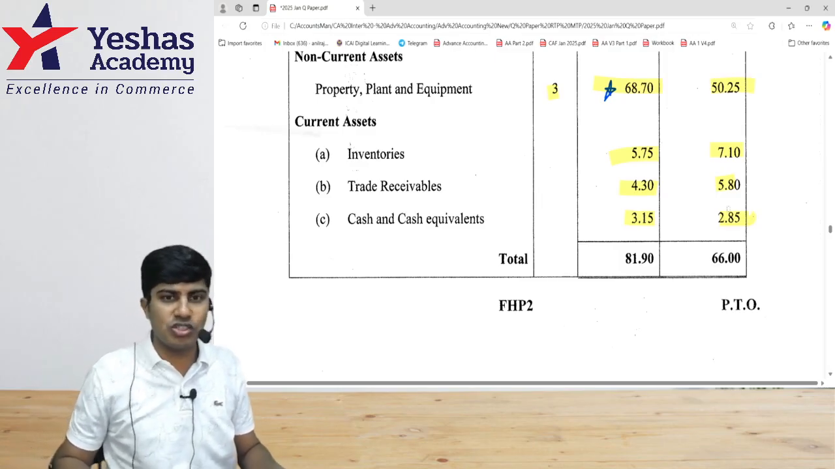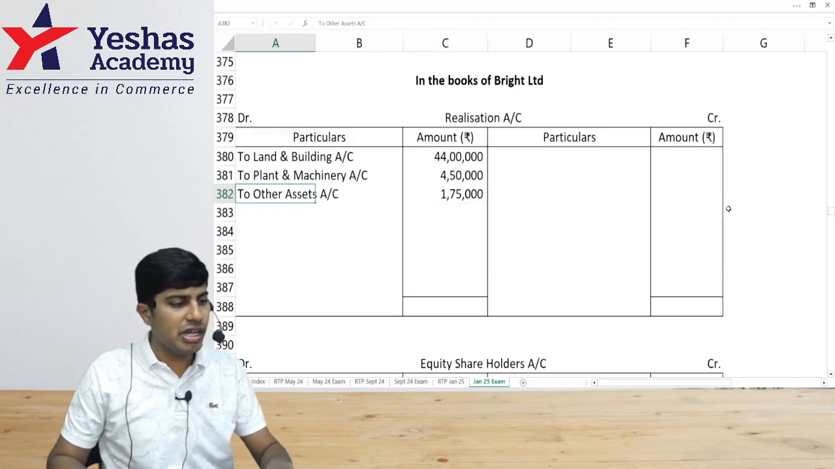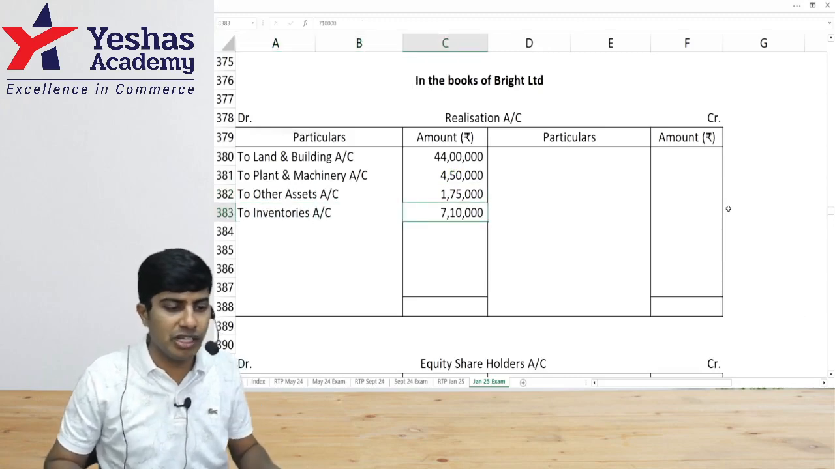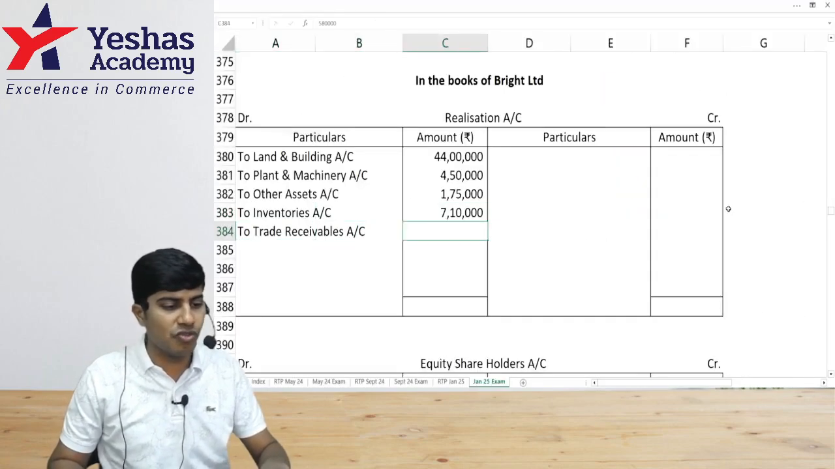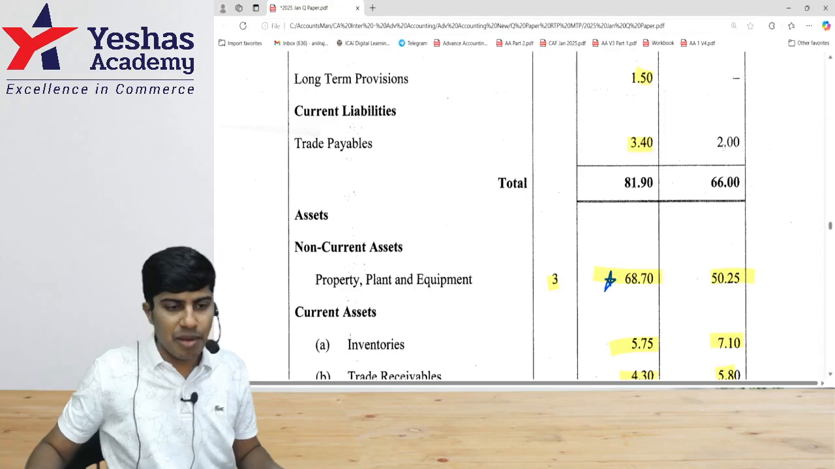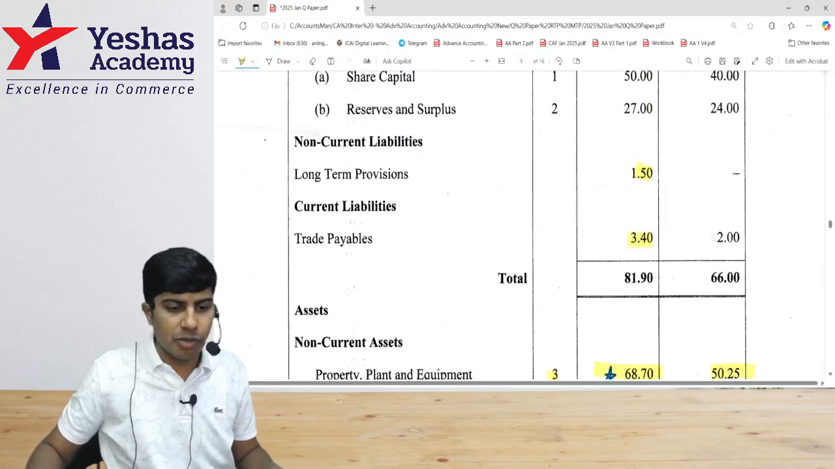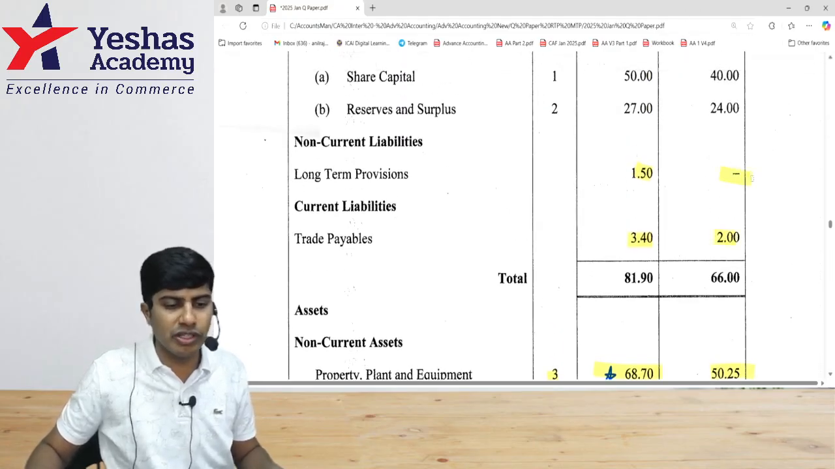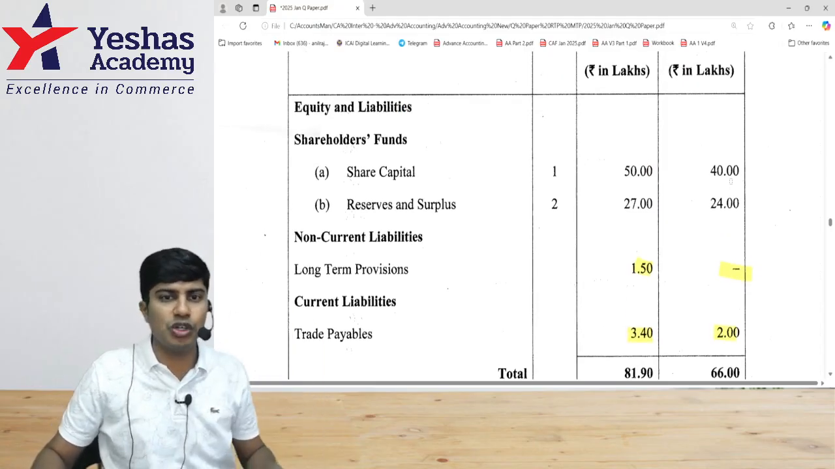Okay, again, these assets will be credited, realization will be debited. Realization account debit to inventory 7 lakh 10, to trade receivables 5.8, to cash and cash equivalent 2 lakh 85. All assets done. Now liabilities. There is only one liability, trade payables. Long-term provisions is not there. This capital and reserve will be transferred to shareholder account.